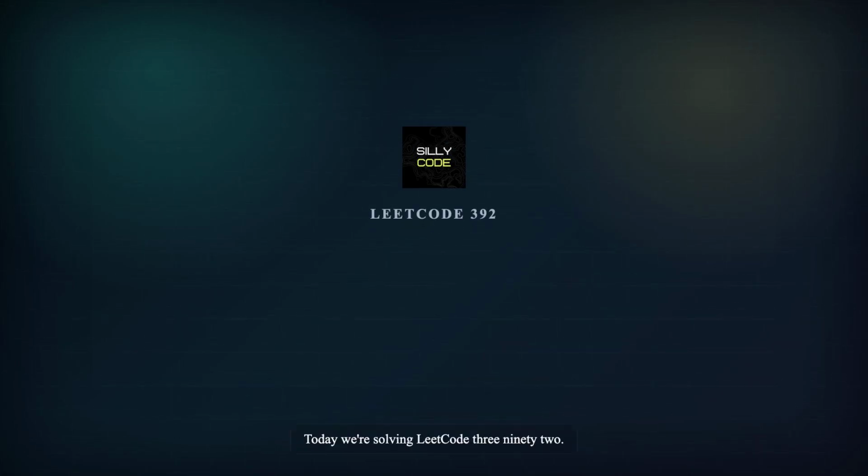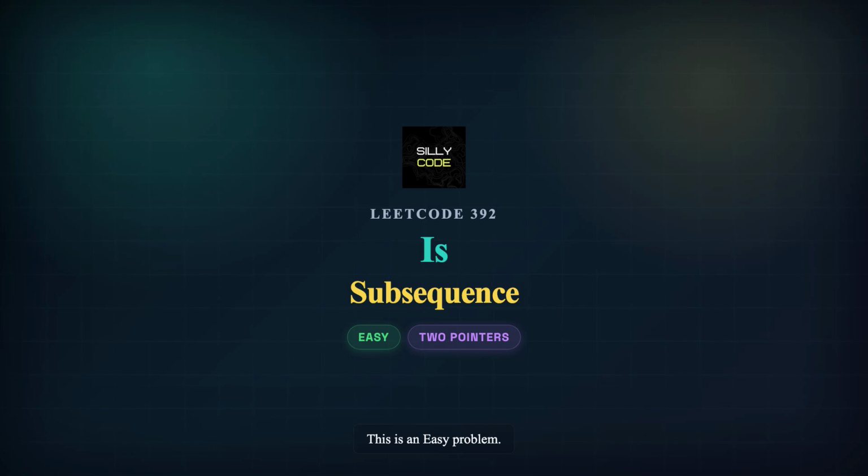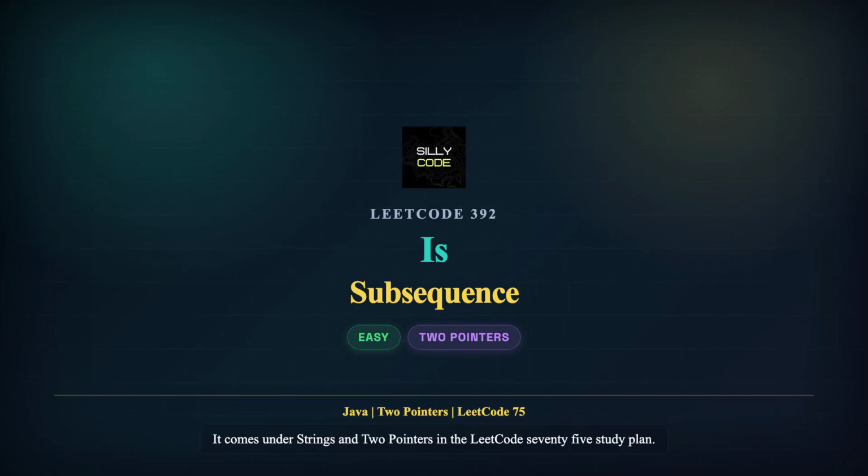Today we're solving LeetCode 392, Is Subsequence. This is an easy problem. It comes under strings and two pointers in the LeetCode 75 study plan.